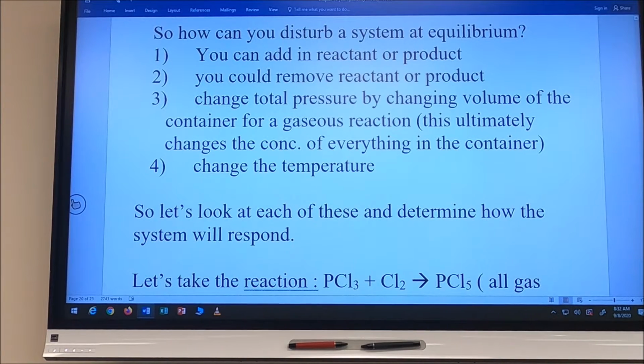We can disturb a system by either adding a reactant or product. We can remove a reactant or product. We can change the total pressure in the system by changing the volume of the container for a gaseous reaction. When we change the volume of the container, we change the partial pressures of every substance in there. That means we're changing the concentration of every gaseous substance in the chamber. And last but not least, we can change the temperature. So we're going to look at a system, and then we're going to make disturbances.